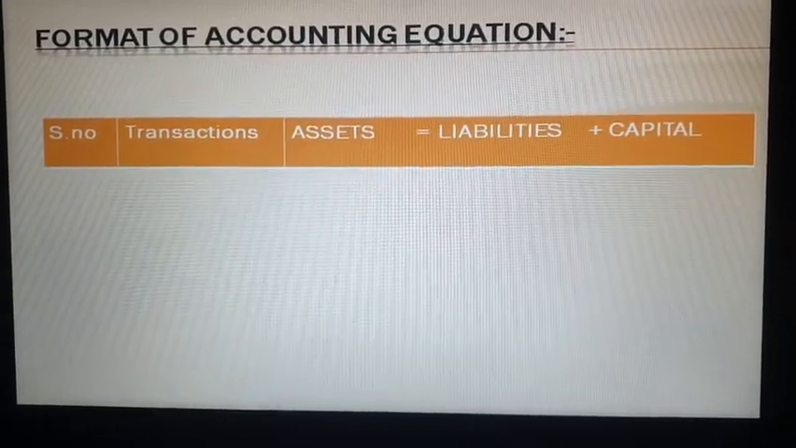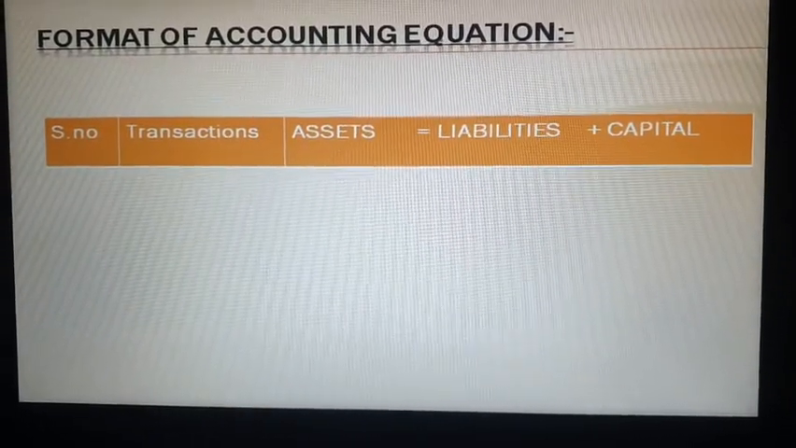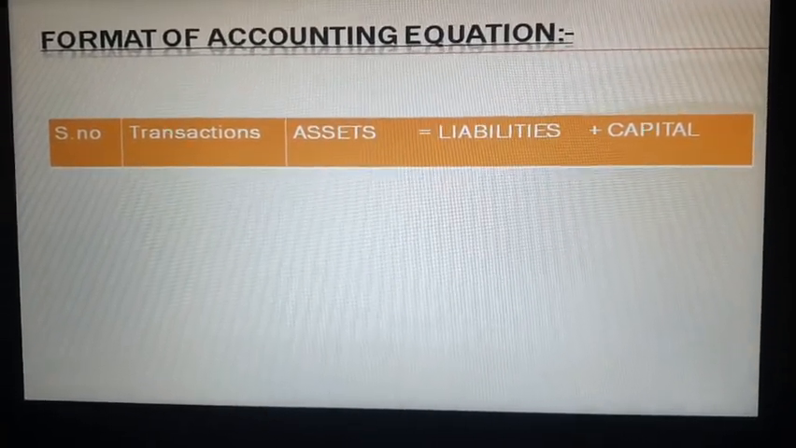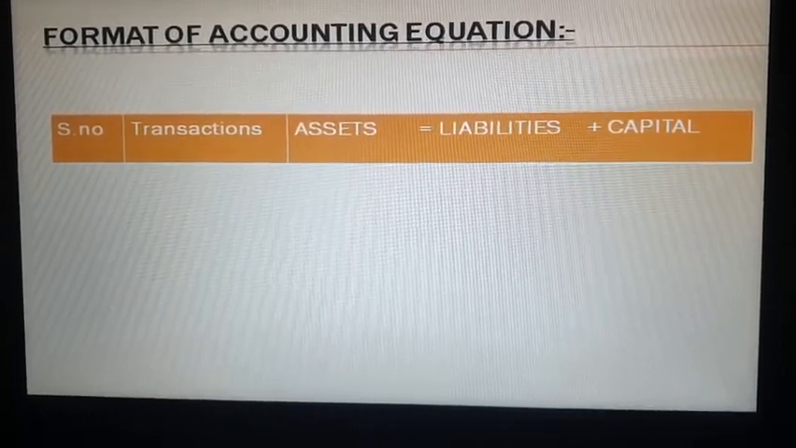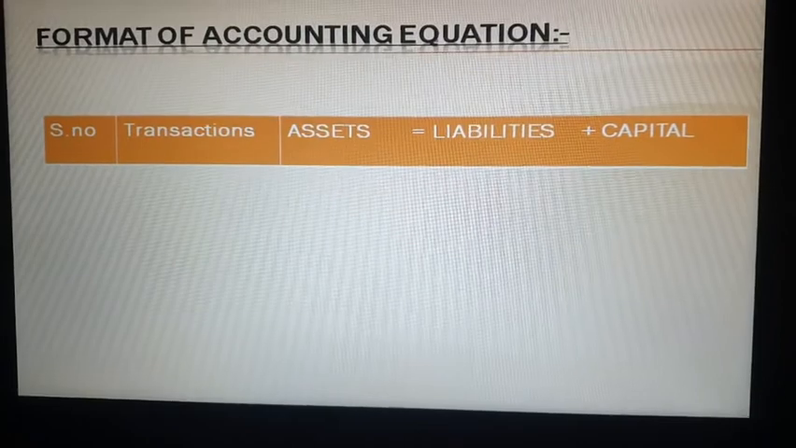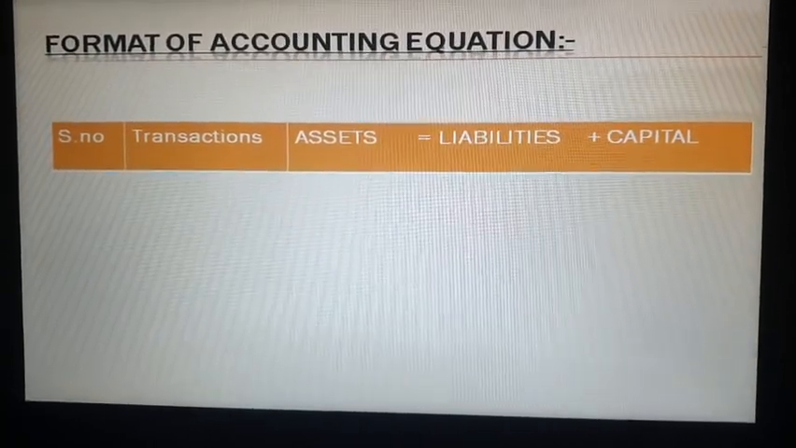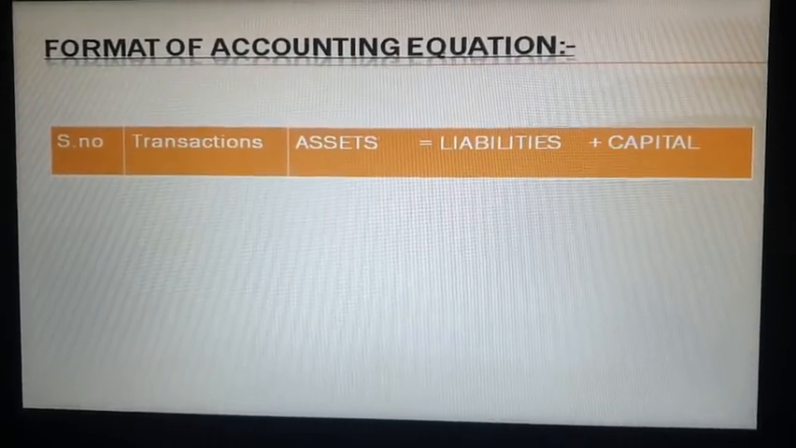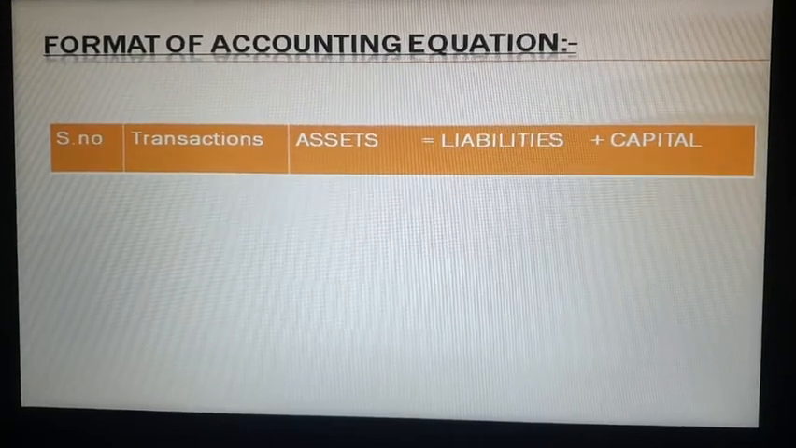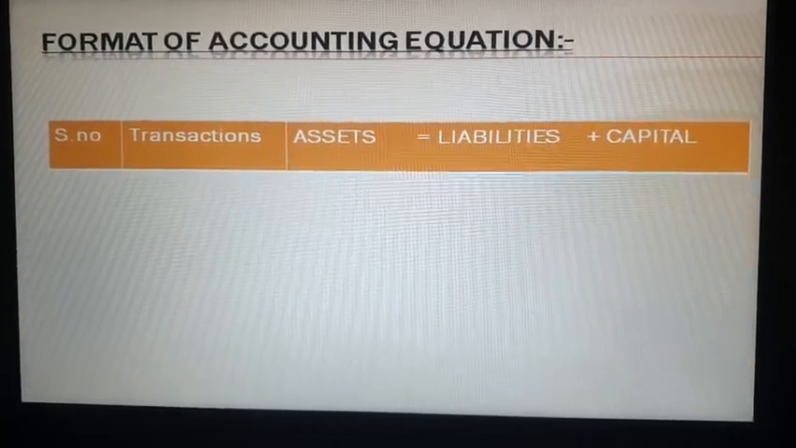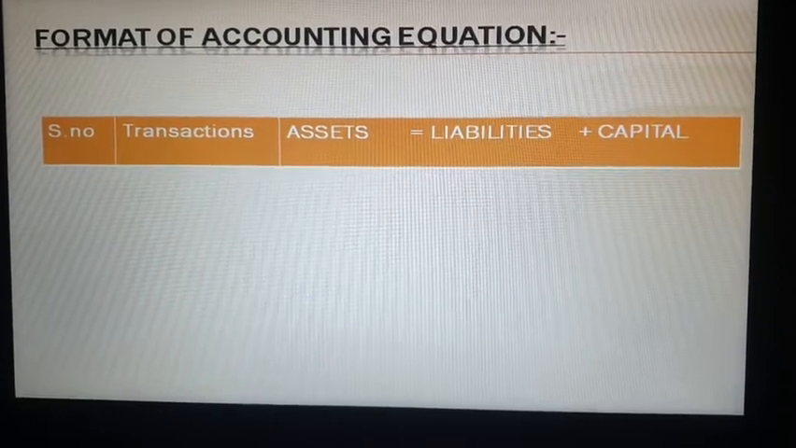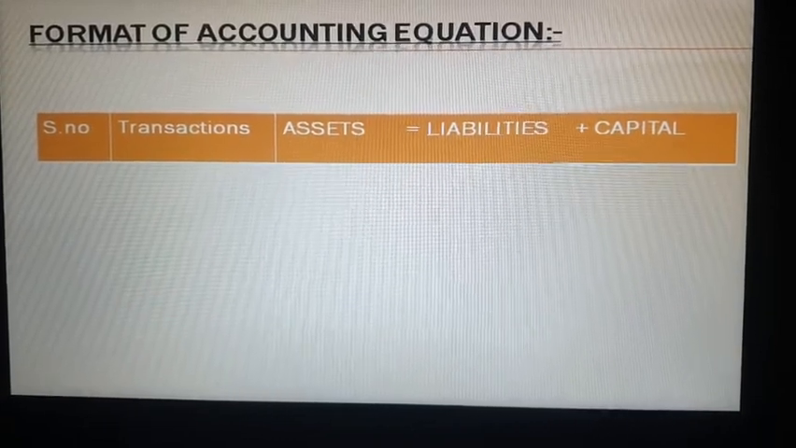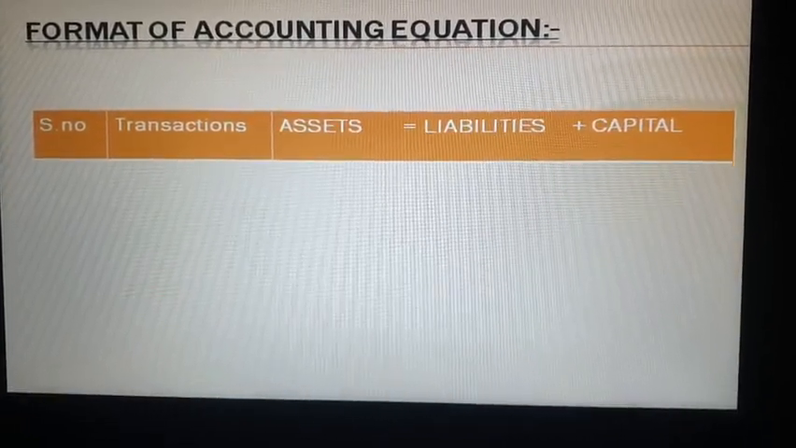In the first column, you have to mention the serial number. In the second column, you have to mention the transaction, which is already given in the question. And after that, you have to solve the accounting equation, that asset equals liability plus capital. As I already told you, after each transaction, the total of asset equals liability plus capital. So, in the next slide, we'll take one example and discuss how that transaction affects the accounting equation and how the total of both sides, asset and liability plus capital, comes to be equal.